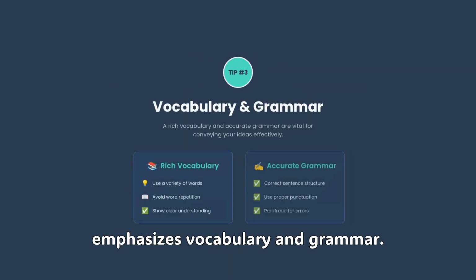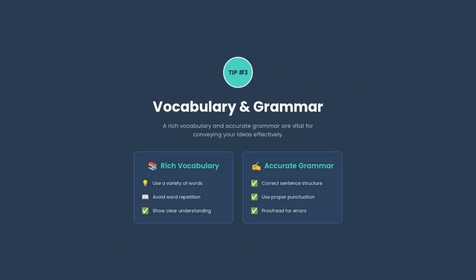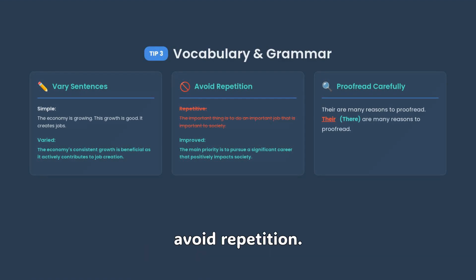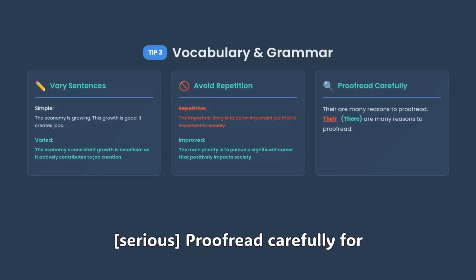Tip number 3 emphasizes vocabulary and grammar. Rich vocabulary and accurate grammar are vital for conveying your ideas effectively. Use a variety of sentence structures and avoid repetition. Proofread carefully for any errors.